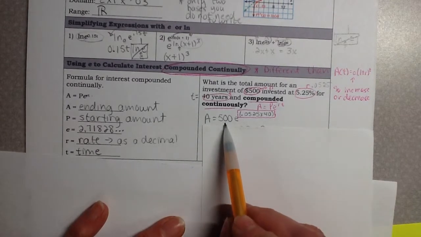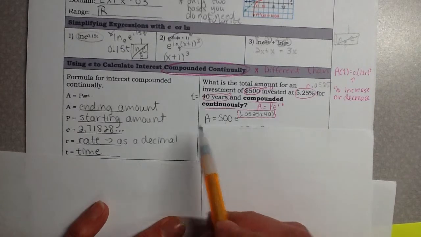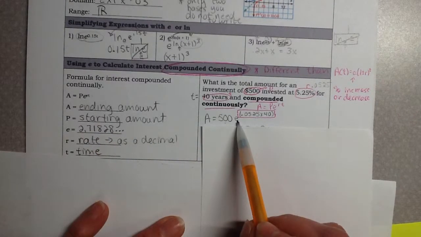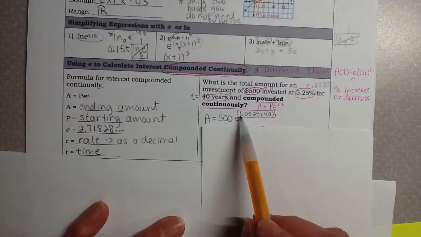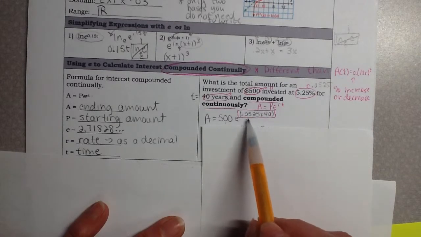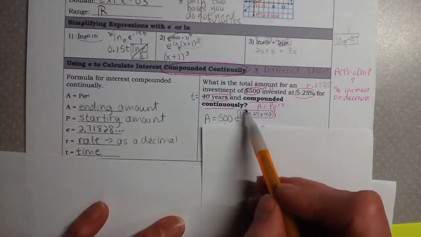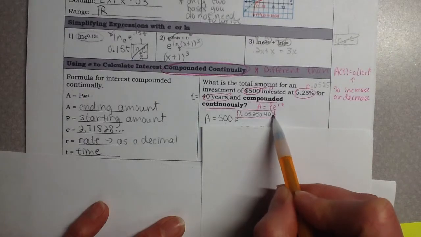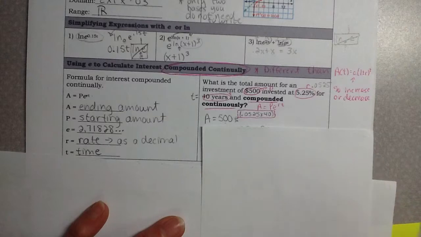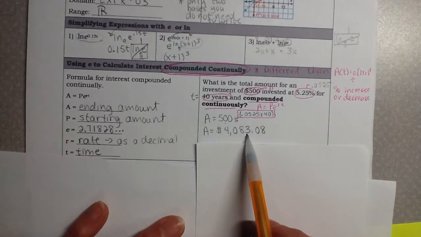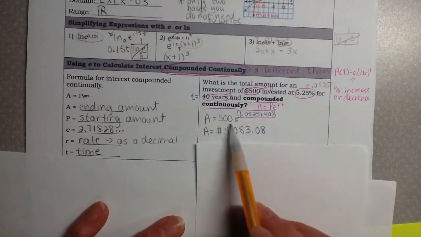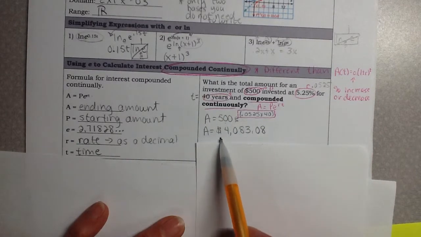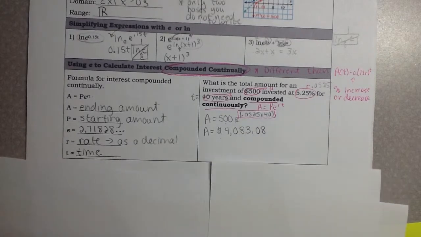Again, 500 was your starting amount, so that goes in where your principal is. e is your number. And then you just want to be real careful when you multiply values in the exponent. You need to make sure that when you put e into your calculator, you have parentheses on both sides of what you want to be in the exponent. Otherwise, you're not going to get the correct answer. So your answer should be $4,083.08. So go ahead and enter that in your calculator and make sure that this is the answer that you get to make sure that you're entering it correctly.